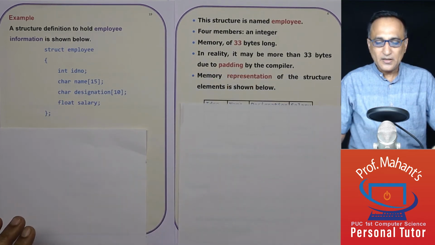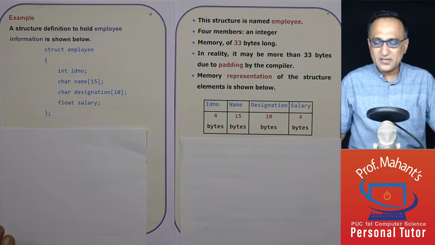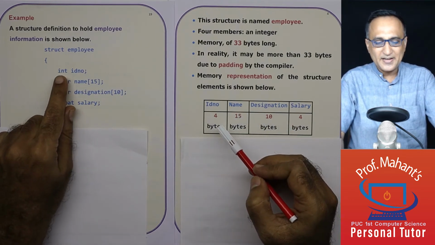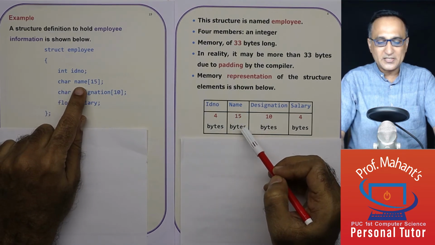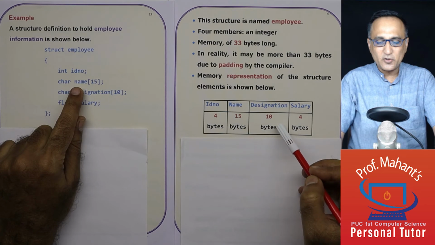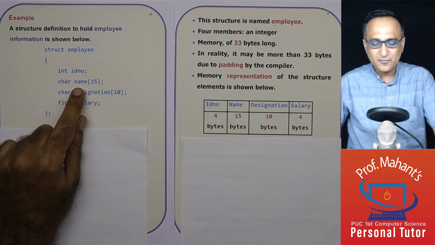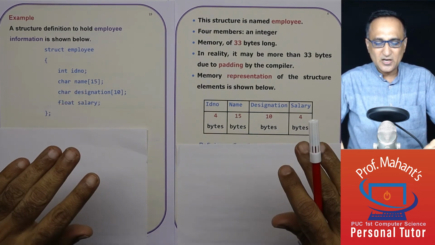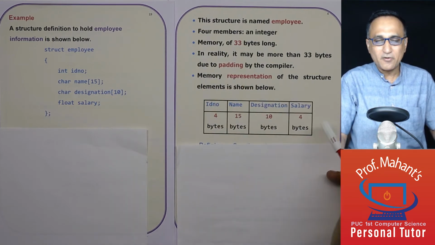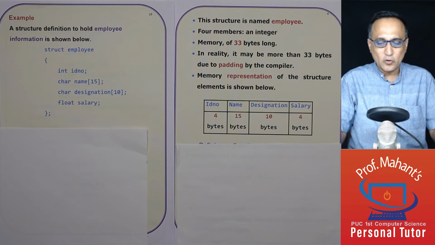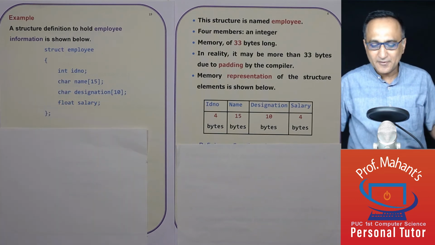Now, this is the memory representation of the structure shown below. If you see here, ID number 4 bytes, name 15 into 1 byte, 15 bytes, designation 10 into 1, 10 bytes, salary is 4 bytes. So this is how your structure is going to look in memory, although there will be a certain padding of maybe 3 or 4 bytes so that it can read it faster.